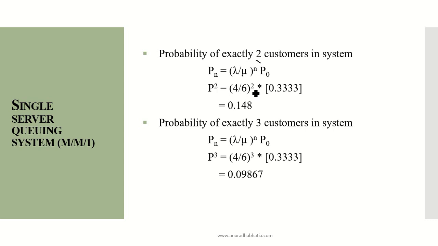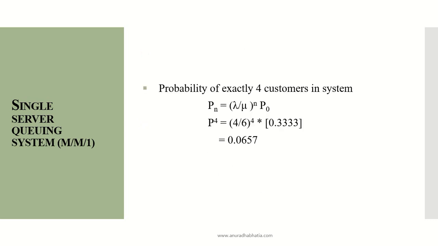Similarly, we'll find the probability of 2 customers. So 4 upon 6 raised to the power of 2 into 0.3333. The answer is 0.148. Probability of exactly 3 customers in the system is 4 divided by 6 raised to the power of 3 into 0.3333, which is the value of P0. So the answer is 0.09867. And the probability of exactly 4 customers in the system is 4 divided by 6 raised to the power of 4 into 0.3333. So it is 0.0657. This is how the calculations for the single server queuing system M/M/1 are done.